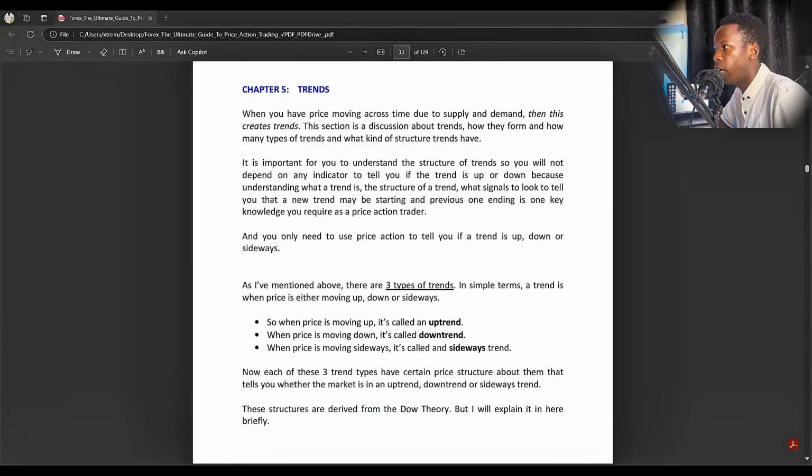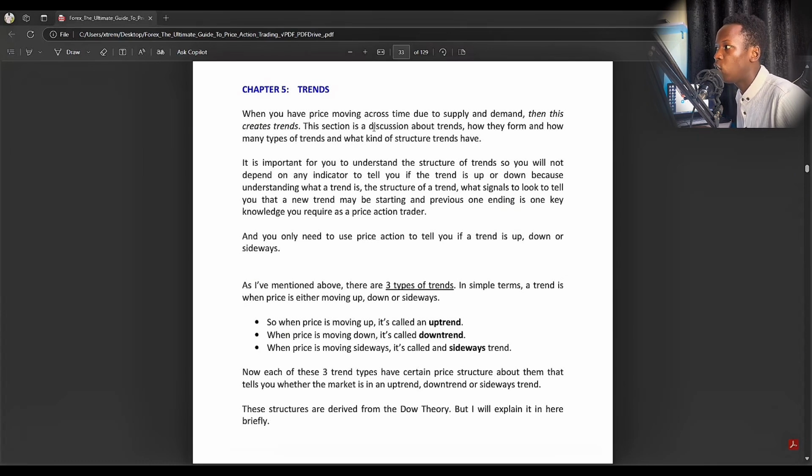Let's go. So as I said, we shall be talking more about trend. The reason why we trade trends is that you can't buy in a downtrend, and you can't sell in an uptrend. When price moves across time due to supply and demand, or due to support and resistance, the market creates what we call a trend.